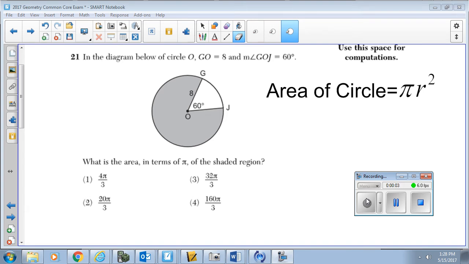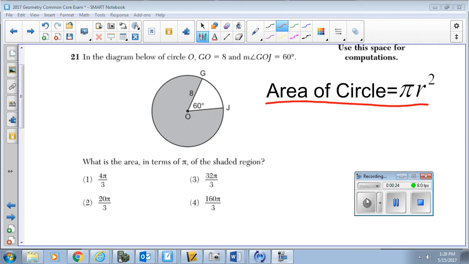All right, we're going to go over problems 21 through 24 of the 2017 Geometry Common Core exam. And now, let's look at this example. You have to know the area of a circle, so I want you to write this down. And let's look at the information.